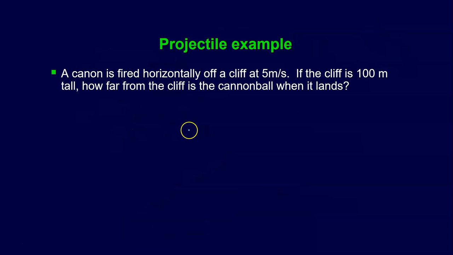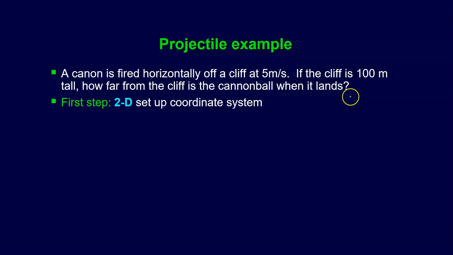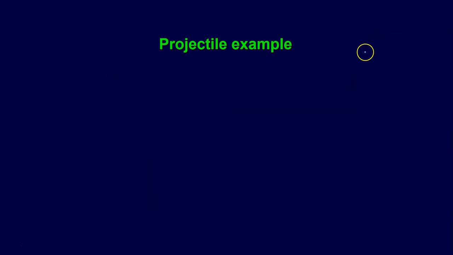So here's a projectile example, and we're going to go through and try to figure this out. A cannon is fired horizontally off a cliff and it's sent out at 5 meters per second. If the cliff is 100 meters tall, how far from the cliff is the cannonball when it lands? Just like before, we're going to go through the same steps. The first step: set up our coordinate system. For me, I have my typical XY coordinate system like this. You don't have to, but that's just what I'm almost always going to do.